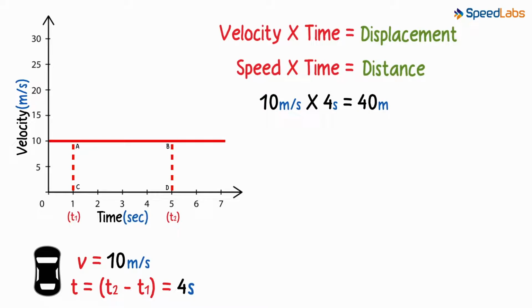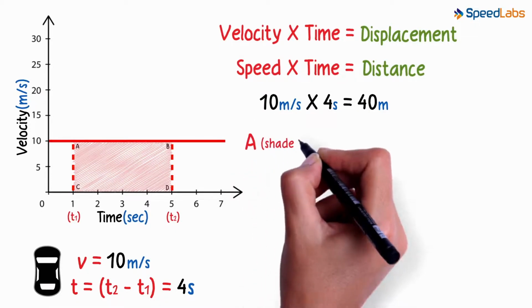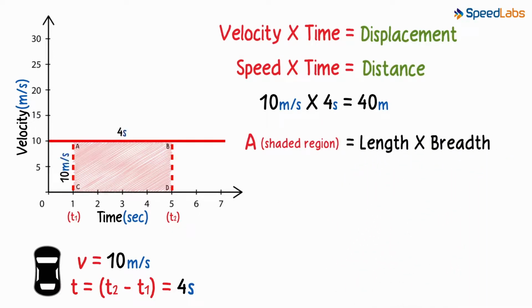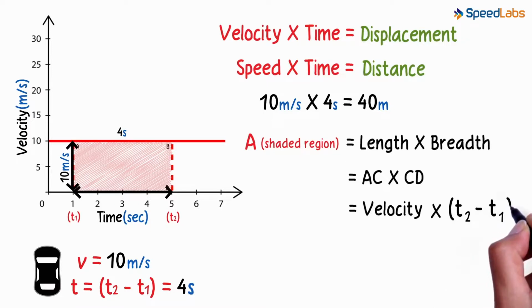And what is the area of this shaded region? The area of a rectangle is always equal to the product of its length and breadth. It'll be 10 times 4, which is also 40 meters. AC times CD equals the area of the shaded region. AC is nothing but the velocity, and CD is the time taken, which will equal T2 minus T1.